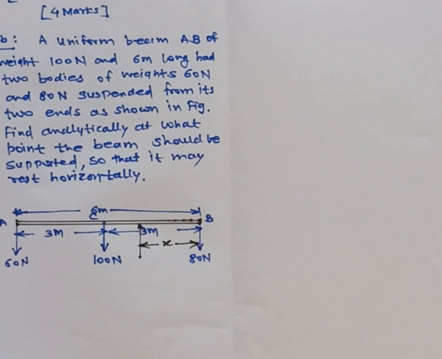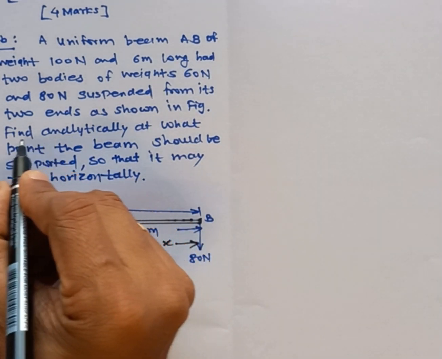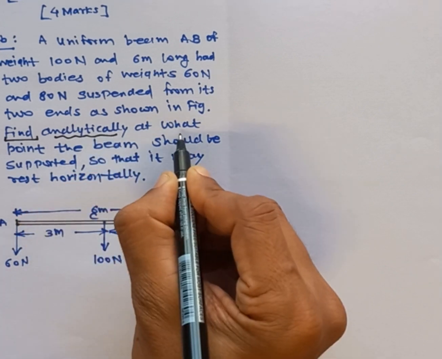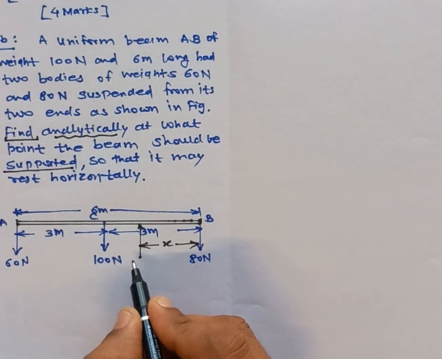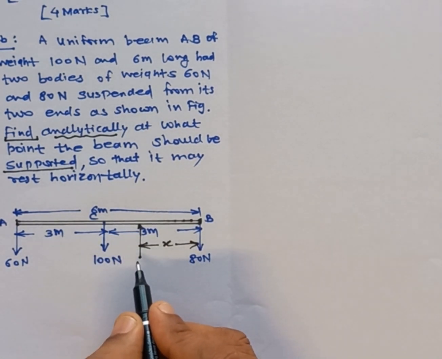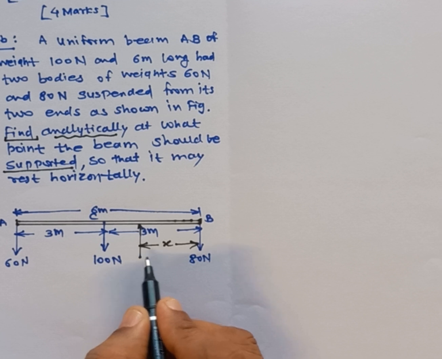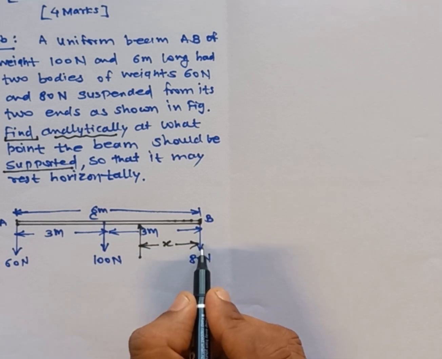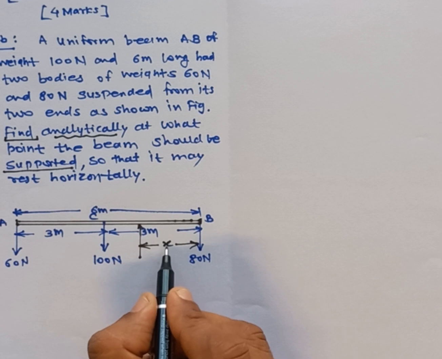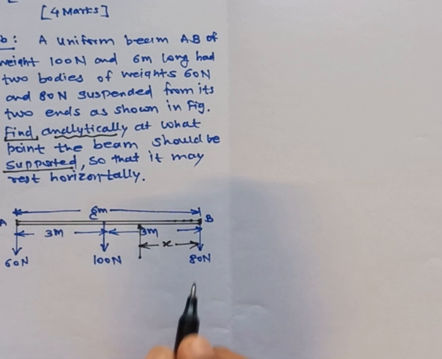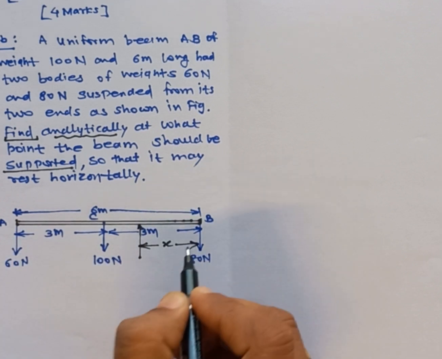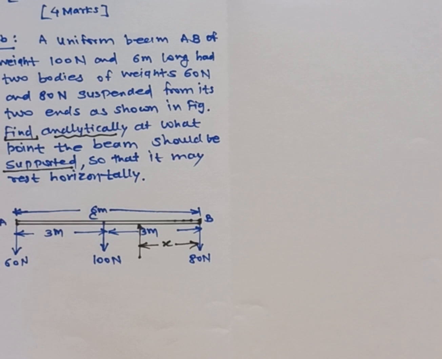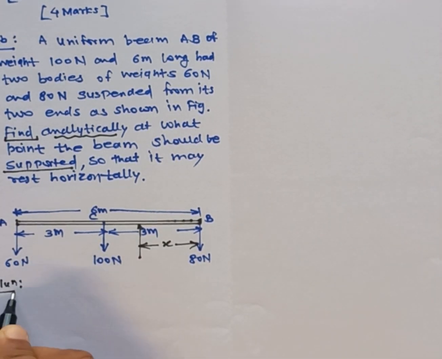And this is what is asked, that find analytically at what point the beam should be supported. So this is the support they have shown, and this is what is expected in this problem, and we have to find its position from B. Always keep in mind the x, wherever it is shown from the reference point, either A or B, you have to find the x from that point only. I hope it is clear. So let us have the problem solution.